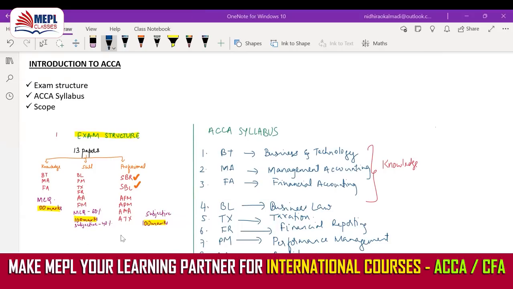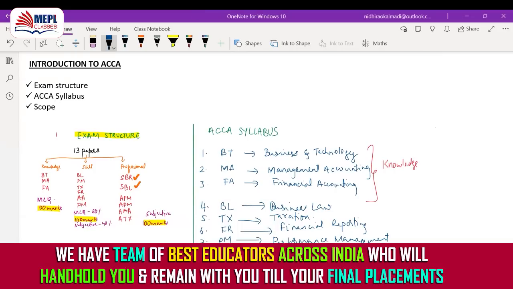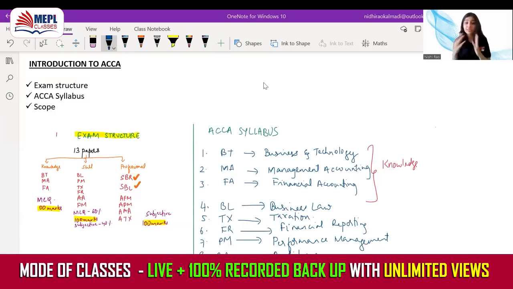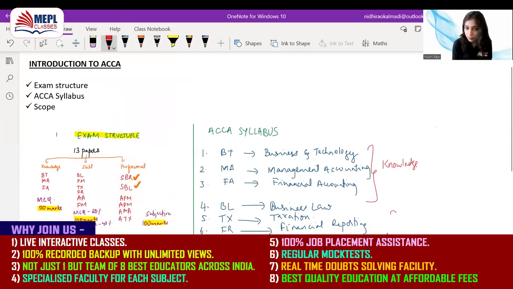Then comes your financial management, which is going to talk about concepts like time value of money, investment decisions, financing decisions, dividend decisions, so risk management. So those are the topics that are covered in financial management. So how many papers? 6 papers. And what is this level called? This is your skills level.